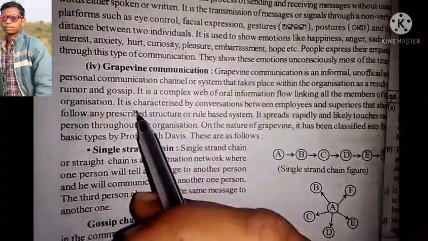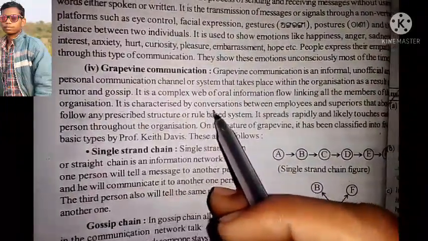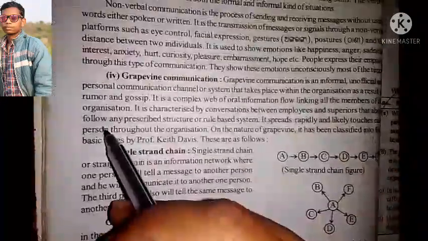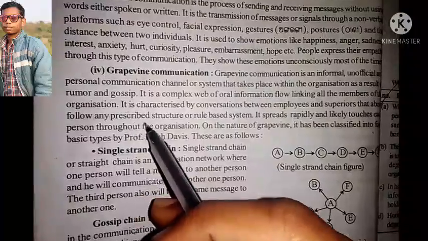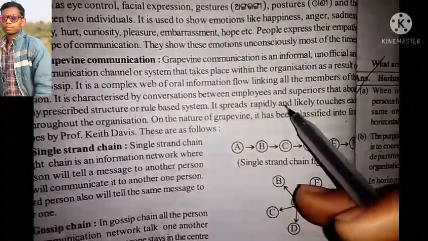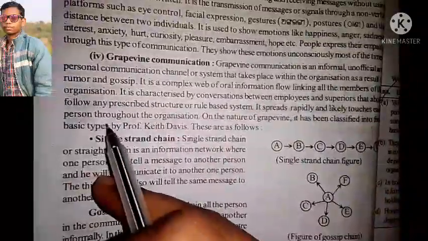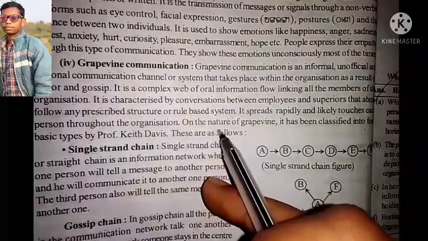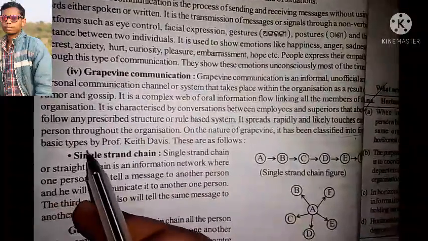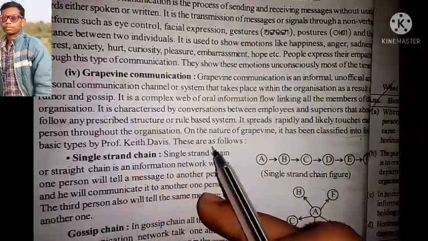organization. It is characterized by conversation between the employees and the superiors that does not follow any prescribed structure or rules based on a system. It spreads rapidly and likely towards each person throughout the organization. On the nature of the grapevine, it has been classified into four basic types. These are as follows.